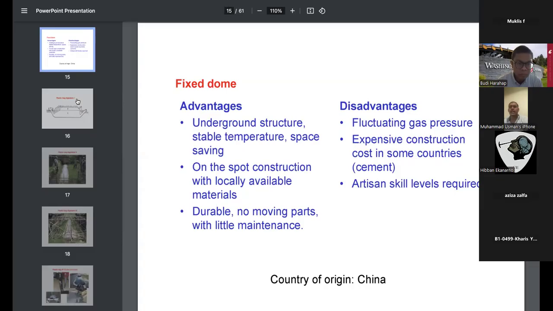But again, with this advantage, there are some disadvantages as well. One we have already discussed, that there is pressure fluctuation: when the gas is lower inside the biogas plant, the pressure of the gas will also be lower. Similarly, the construction material is expensive, and besides this, an expert is required for the construction of this type of biogas plant.